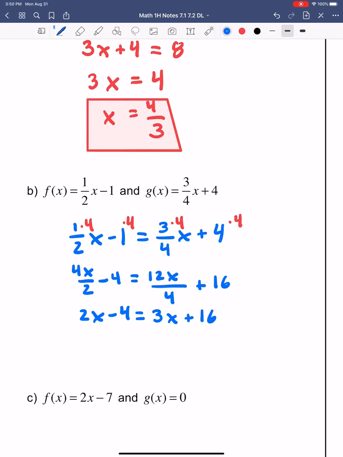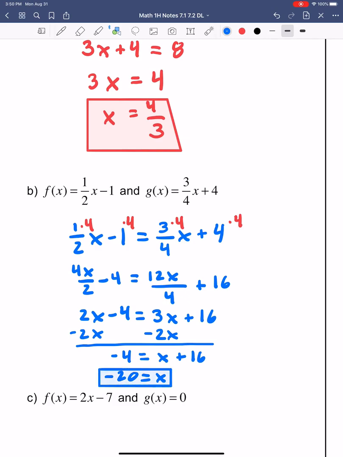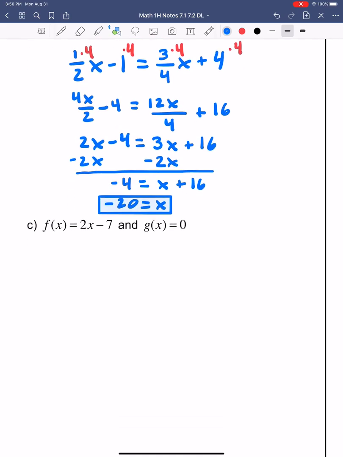I'm going to get my x's together by subtracting 2x. All right. And that gives me negative 4 equals x plus 16. And then I'm going to subtract 16 to the other side, and that should give me x equals negative 20. All right. And we'll keep going here to letter C.